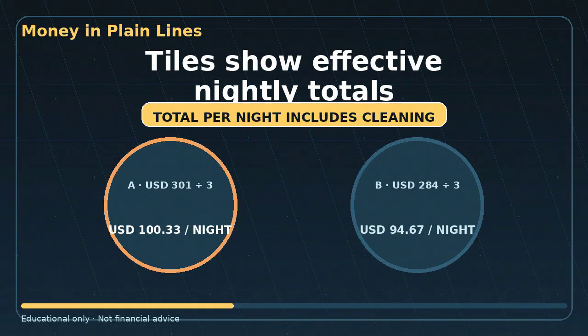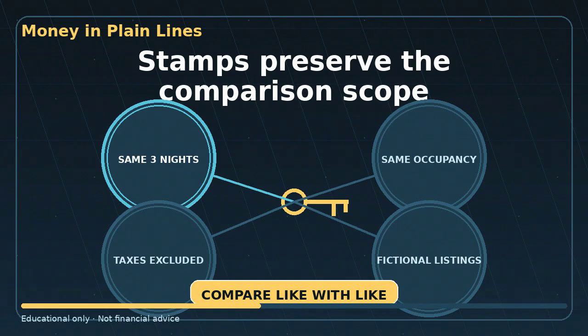The 3-night base is $216. Cleaning adds $85. $216 plus $85 equals a complete fictional total of $301. Every displayed amount has one row, and the receipt does not hide the fee inside the nightly rate.